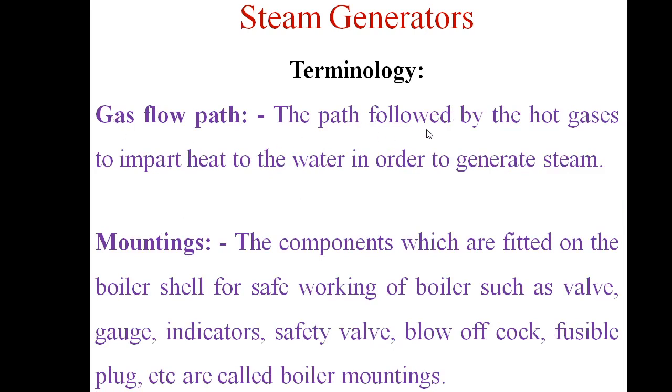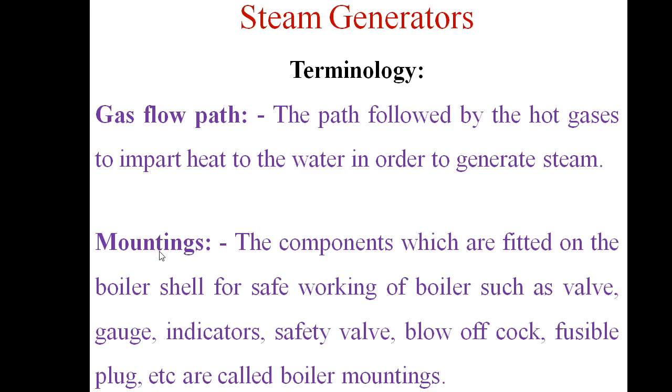Then coming to the gas flow path. The path followed by hot gases to impart heat to the water in order to generate steam. So when we burn fuel in the combustion chamber, flue gases will be evolved, and those gases are diverted through the boiler shell, either through tubes or a smoke box, and through the economizer, superheater and chimney. So the path followed by hot gases is known as the gas flow path.